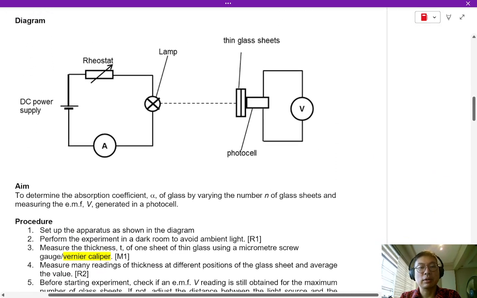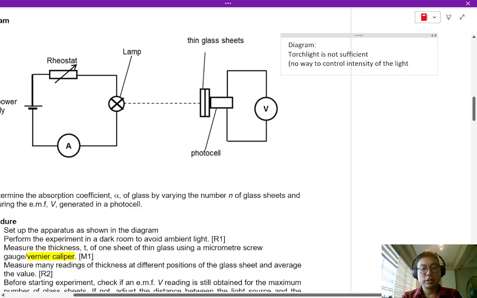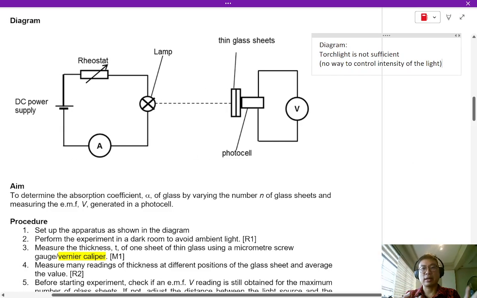The diagram will be drawn as follows. On the left side, we will have a lamp connected to a battery, connected to a variable resistor and an ammeter. And on the right-hand side, we will have the glass sheets, and the photocell connected to the voltmeter. Note that for the diagram, a torchlight is not enough, because with a torchlight there is no way to control the intensity of the light, which needs to be kept constant. When using a torchlight, you can't tell whether the battery is going to die. What if the light is flickering?